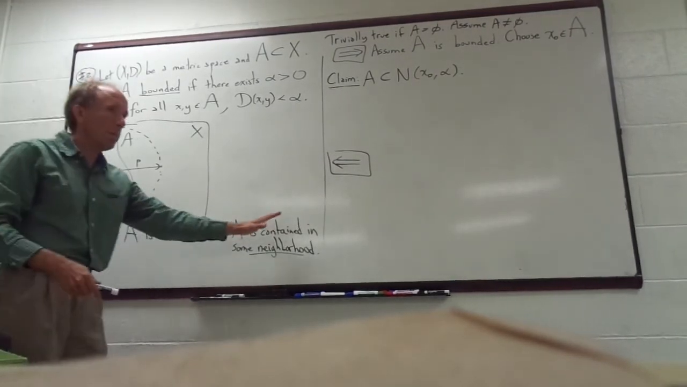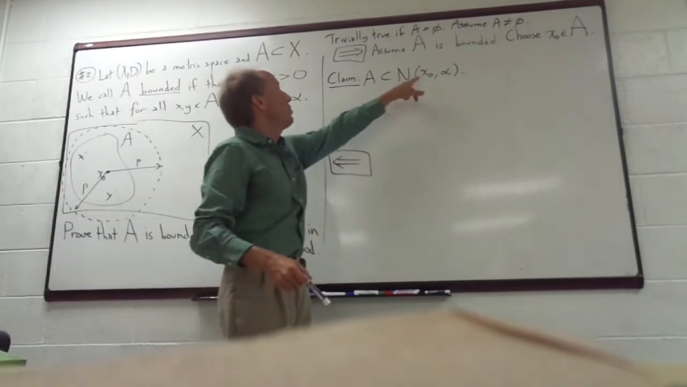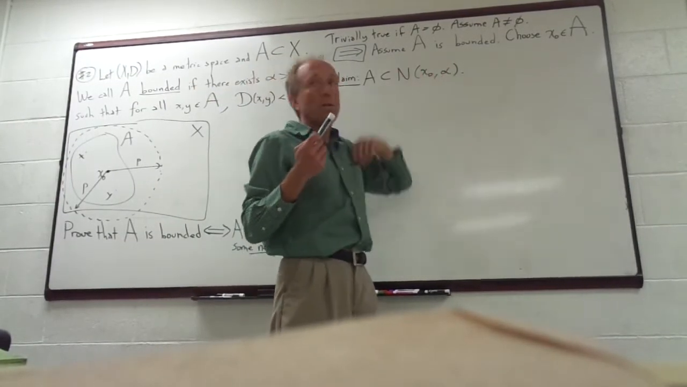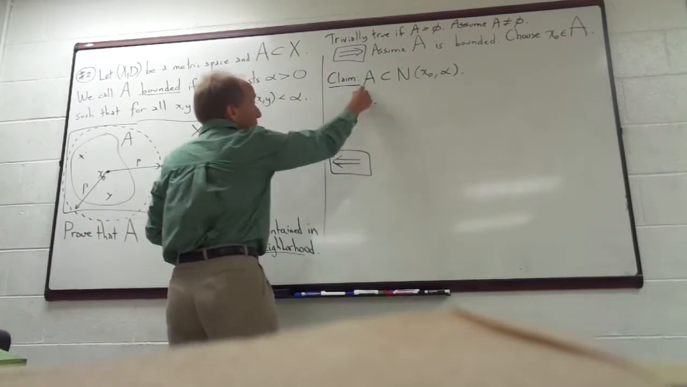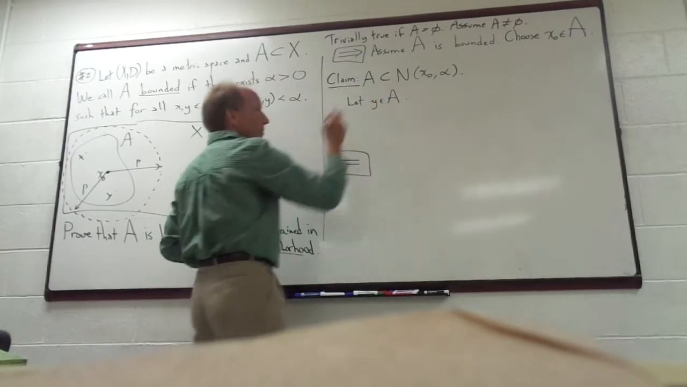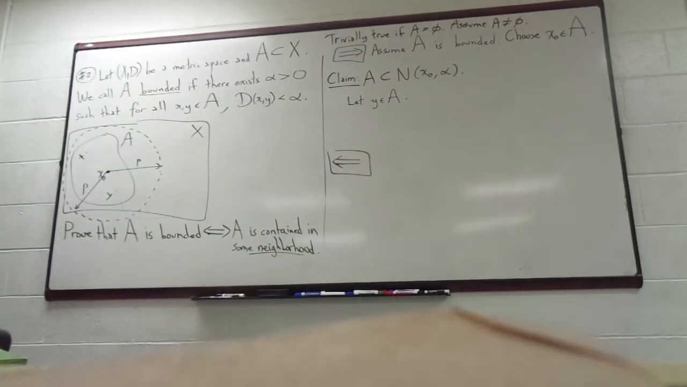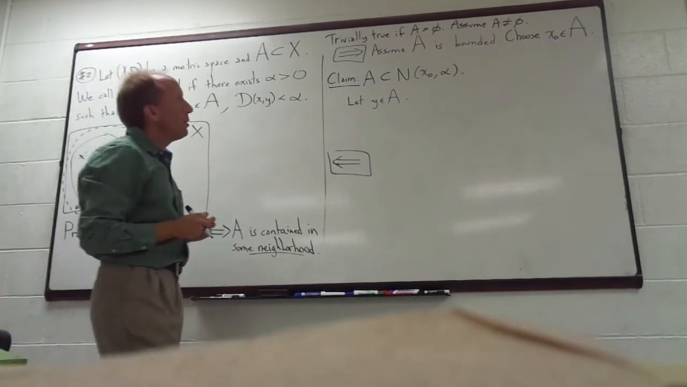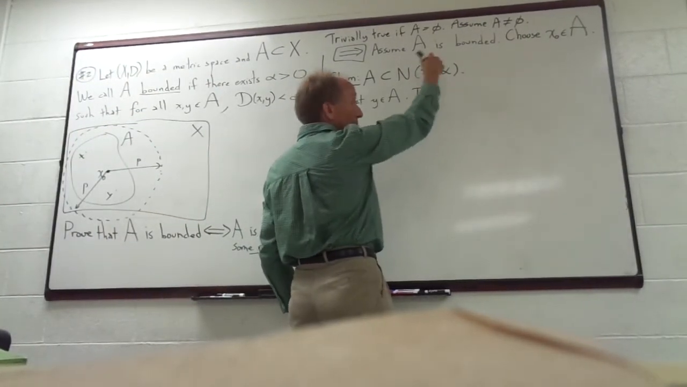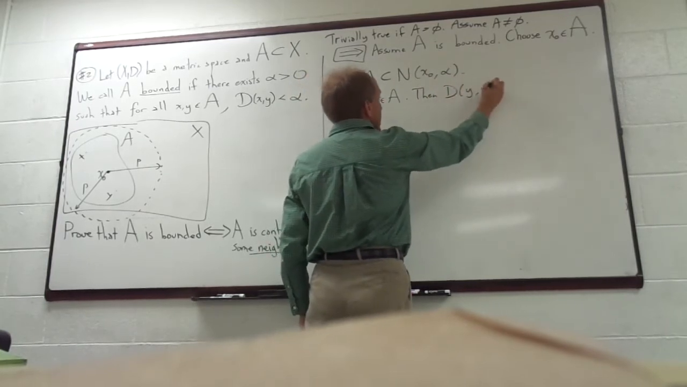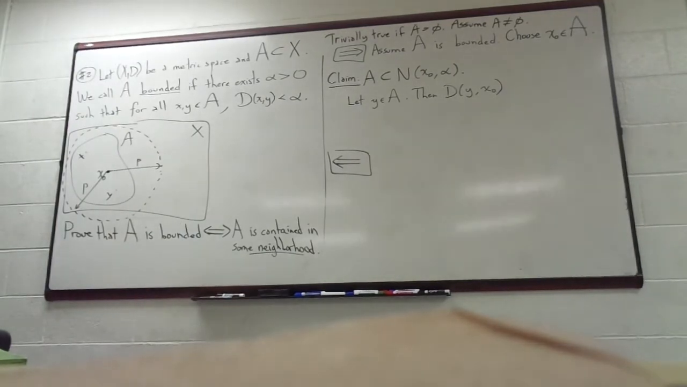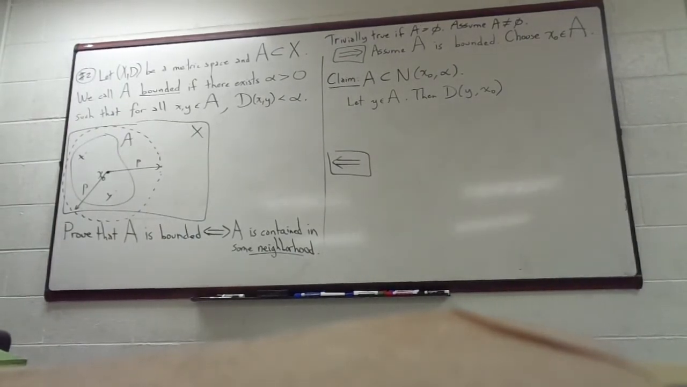A is contained in some neighborhood. We're saying we can just choose any point, x naught, it doesn't matter, and the radius is going to be that. Let's check that this is true. So let y be an element of capital A, right? I need to show that y lives here. But that just means the distance from y to x naught would need to be less than alpha. Well, is it?